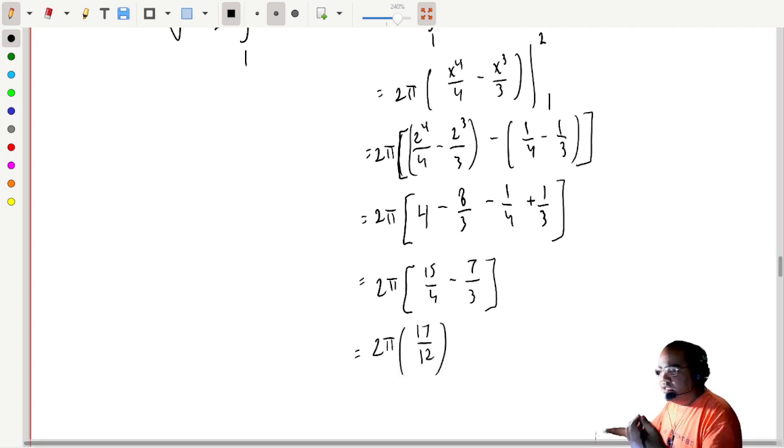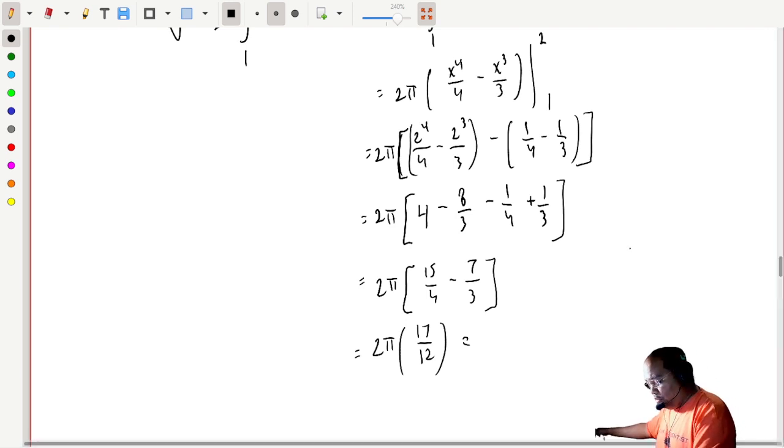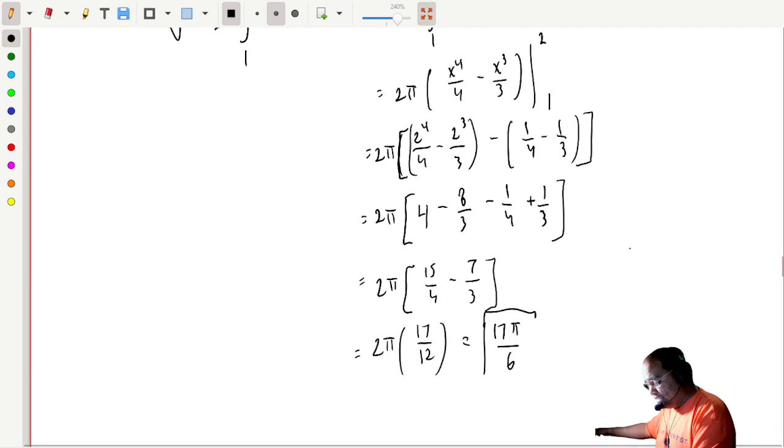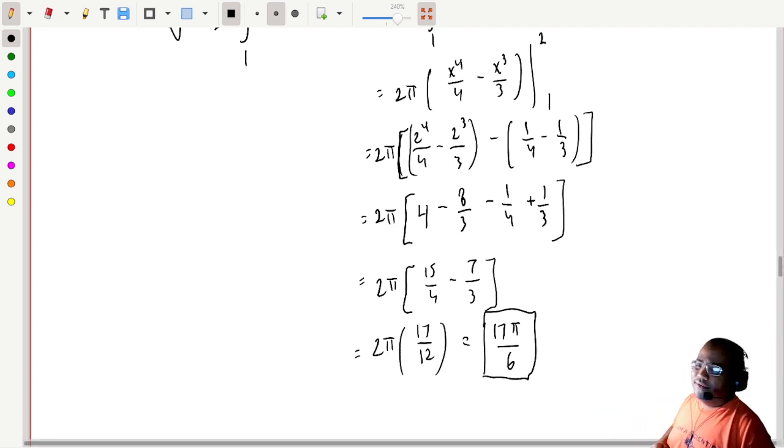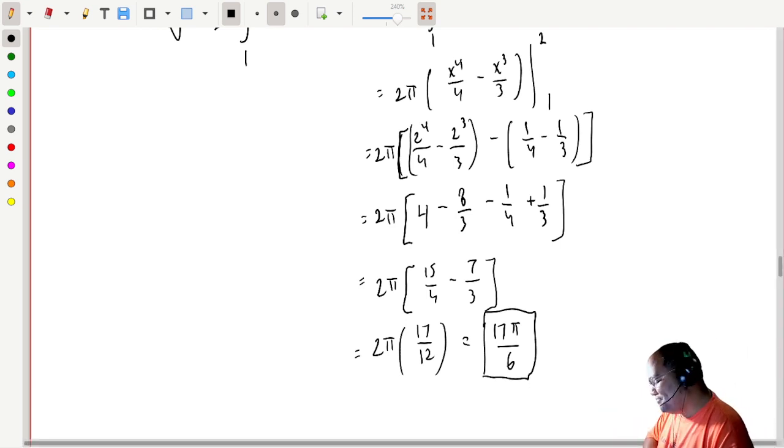And then, of course, common factor 2 and 12, so we'll get 17 pi over 6. Look at how nice that is. And don't be worried about the arithmetic. Just take it slow, take it easy, and you'll be able to get the solution.